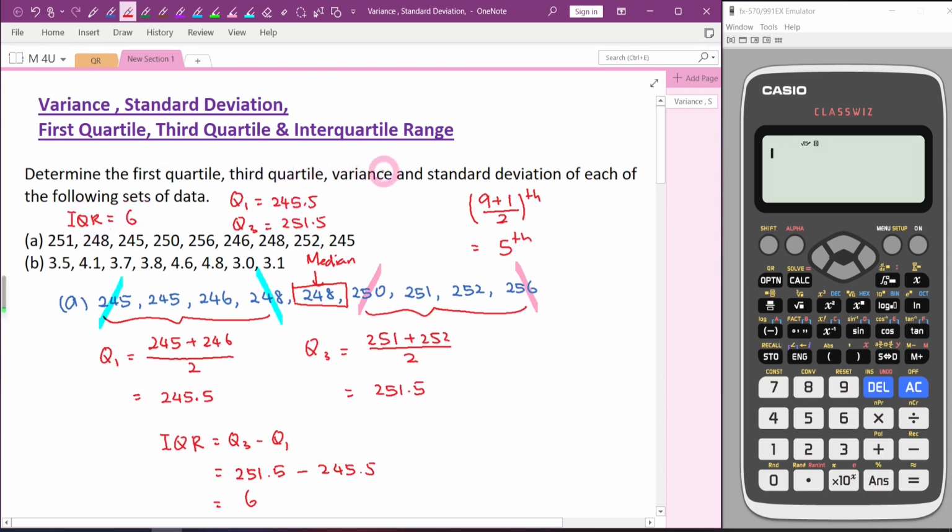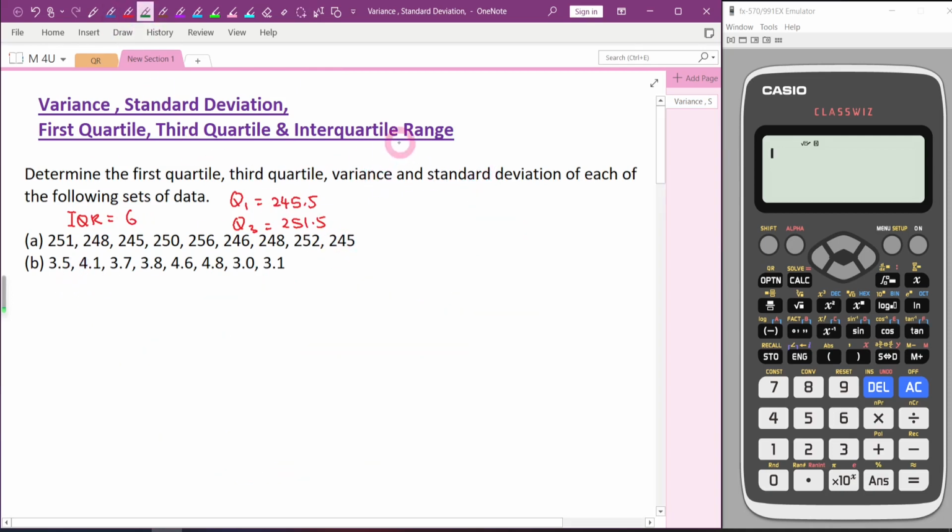Okay, now let's go to variance and standard deviation. I hope that you still remember the formula for variance and standard deviation. Variance is equal to sum of x squared divided by n minus mean square. So if you are able to get the variance, to get the standard deviation, it will be very easy, because standard deviation is just the square root of the variance. You find this one and you square root it.